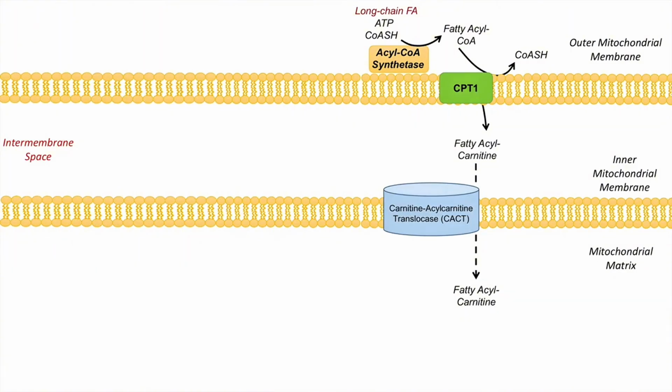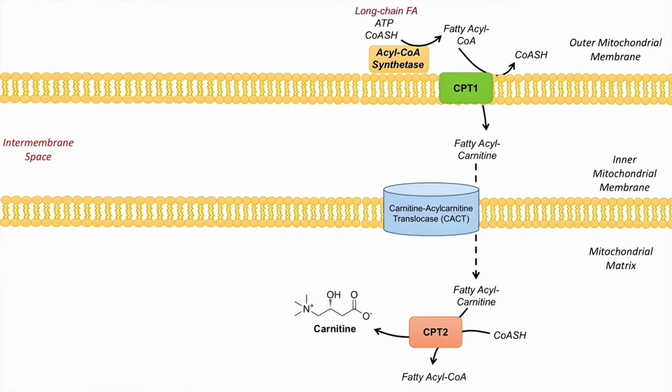Once we have fatty acyl carnitine within the mitochondrial matrix, it can be acted on by the enzyme CPT2, or carnitine palmitoyl transferase 2. This enzyme takes a CoASH, and it removes the carnitine portion of fatty acyl carnitine. So it removes carnitine, and it adds a coenzyme A to the fatty acyl chain. This gives us a fatty acyl-CoA and also regenerates our carnitine. So CPT2 is essentially doing what CPT1 does, but in the opposite direction.